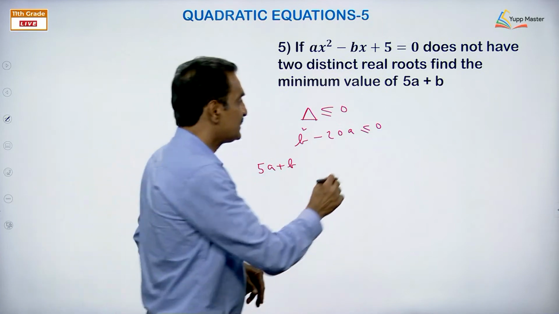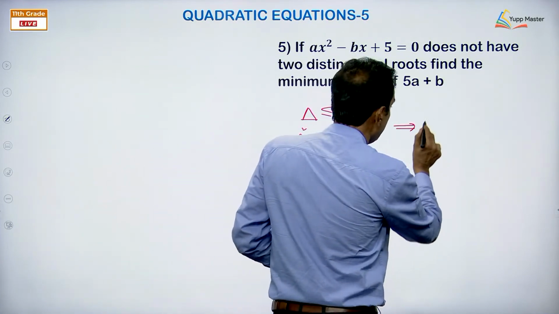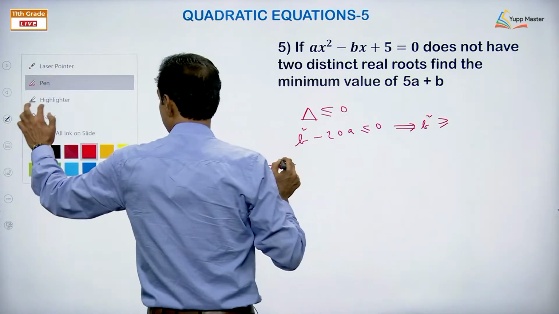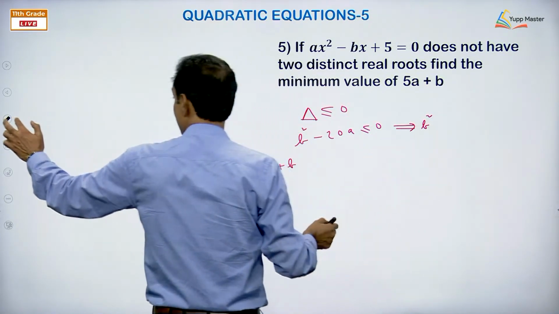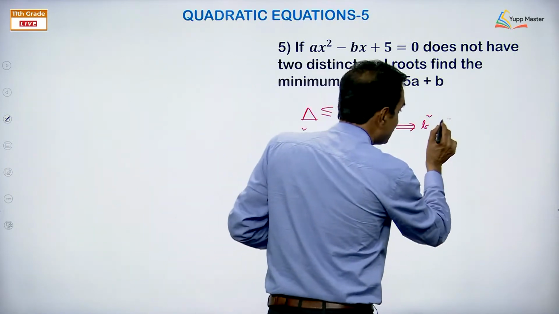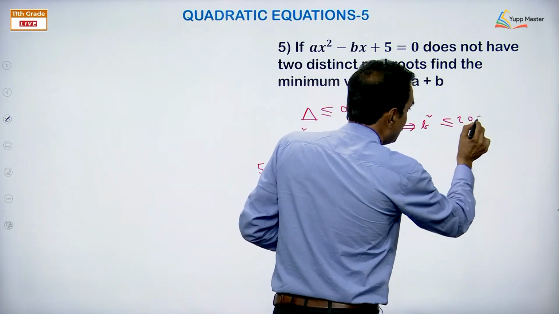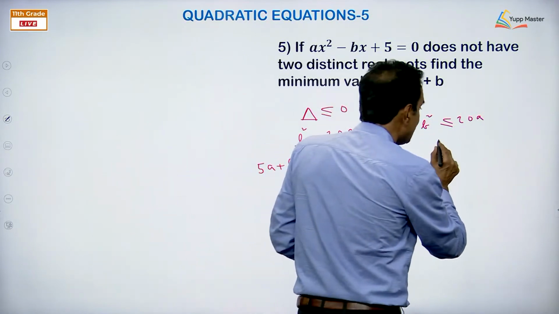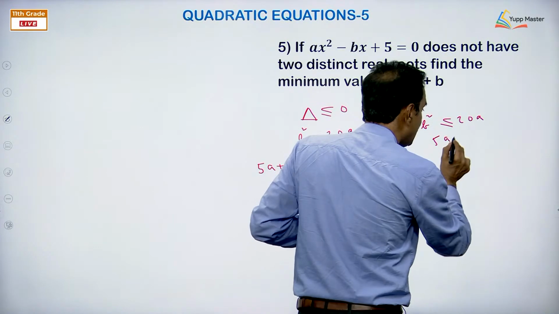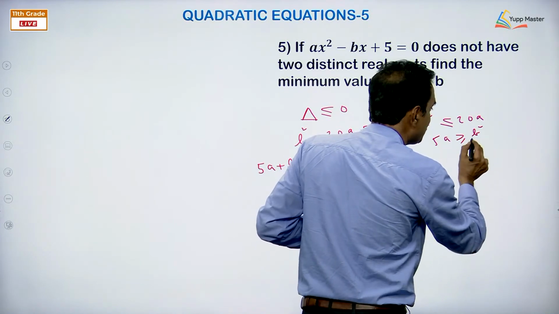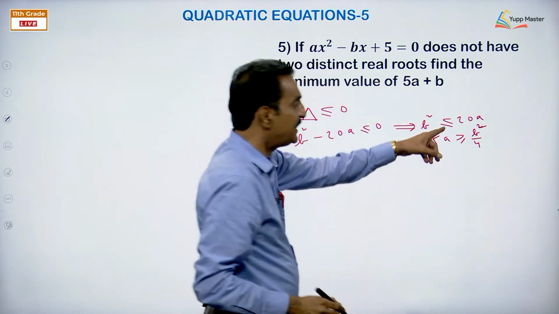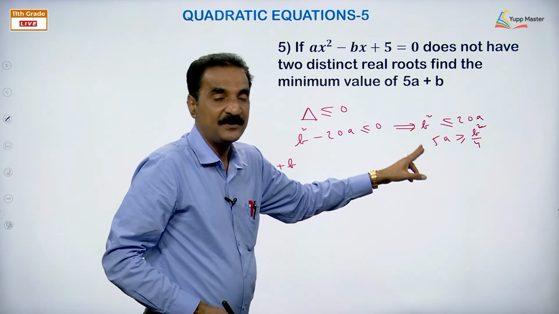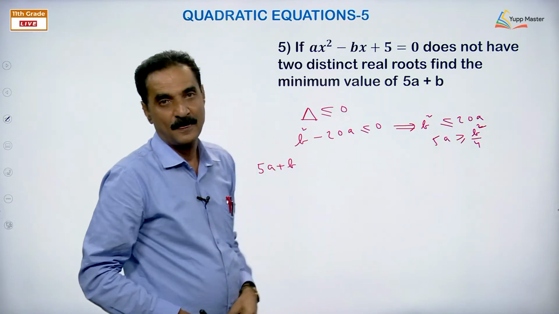Here this condition can be written as b square is less than or equal to 20a. So we can write 5a is greater than or equal to b square by 4. Can't we write? 20a is greater than or equal to b square. So 5a is greater than or equal to b square by 4.